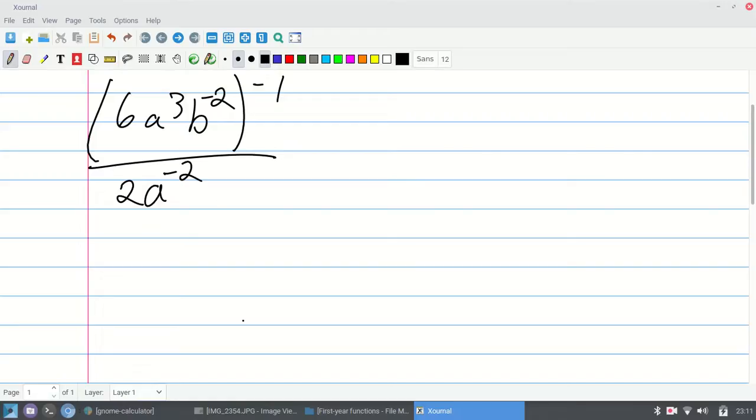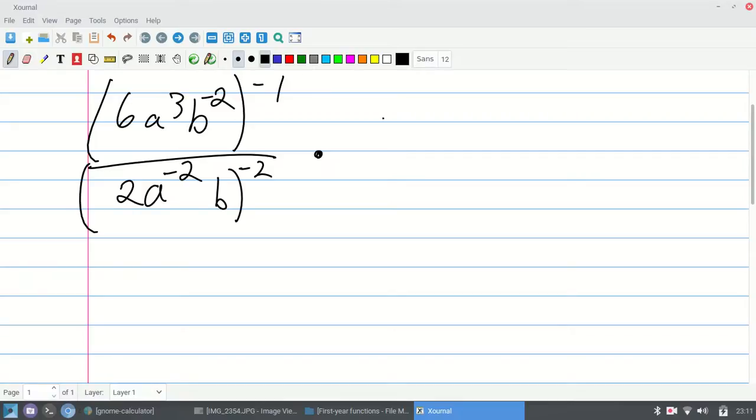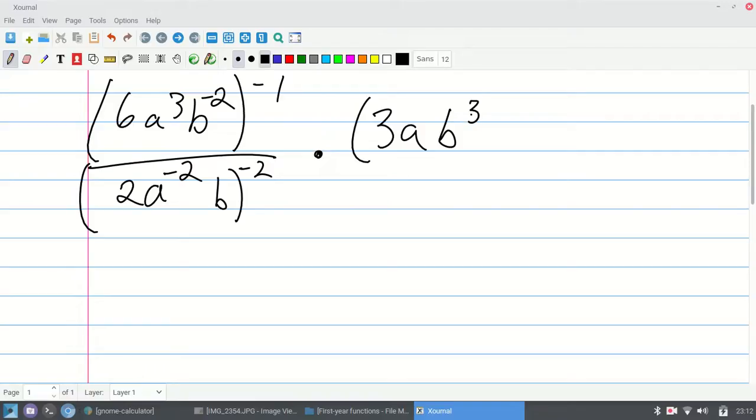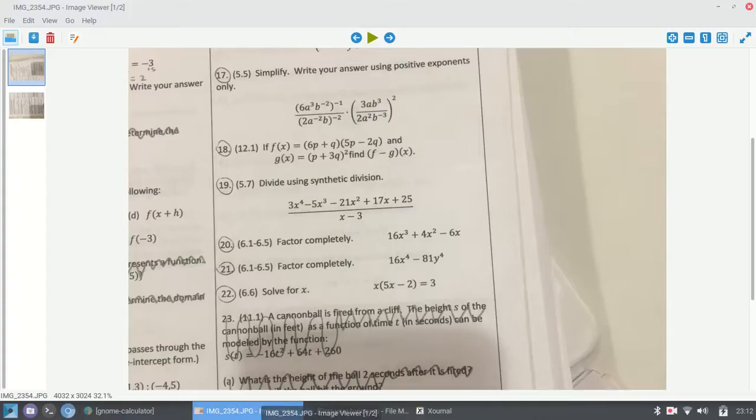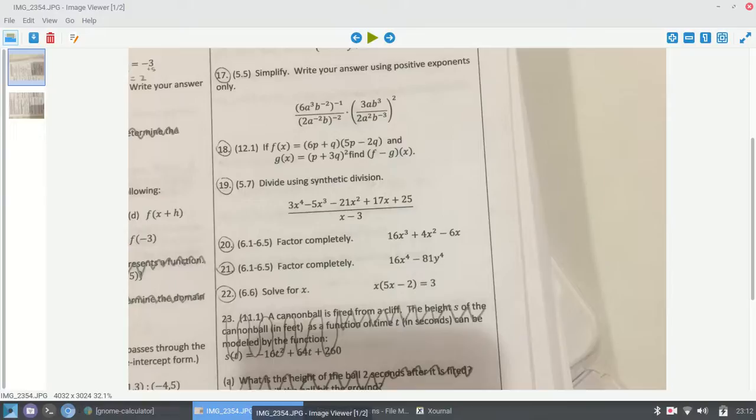And 2a to the -2 b, all to the power of -2. Okay, I just have to keep checking just in case I screwed up bad. Okay, then multiplied by 3a b cubed over 2a squared b to the negative 3, all squared.